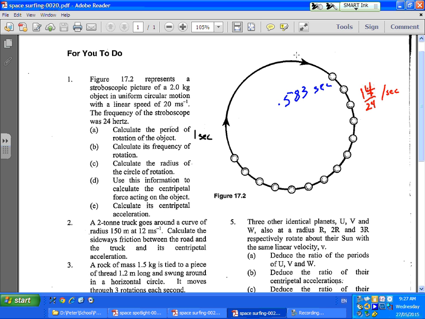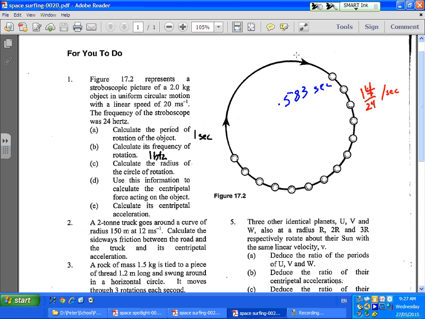That's Kepler's law. So the frequency of rotation. 24 times in 1 second? No, it doesn't. It goes 1 in 1 second. It's 1 hertz is the frequency. Oh, the frequency of the period. Oh, okay.